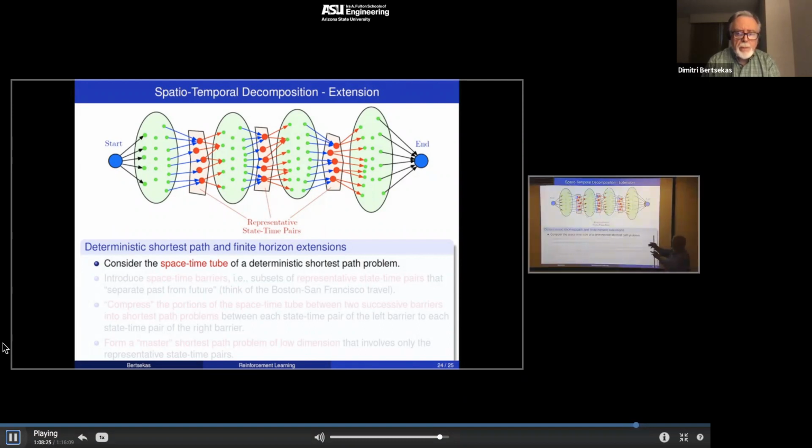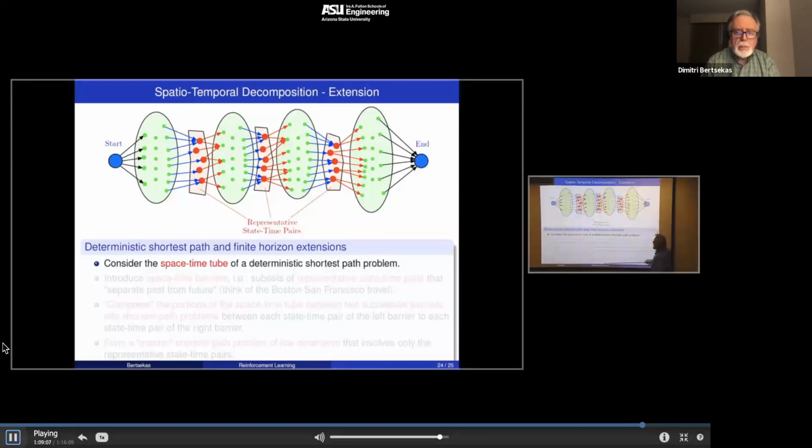Space and time. There's a cube of acyclic transitions, and we can break up this cube by introducing these representative state-time pairs. Okay, these layers need not be regular. This may correspond to different times. There might be Chicago here at the end of the first day, or Chicago at the end of a day and a half. In other words, the layers here can be irregular.